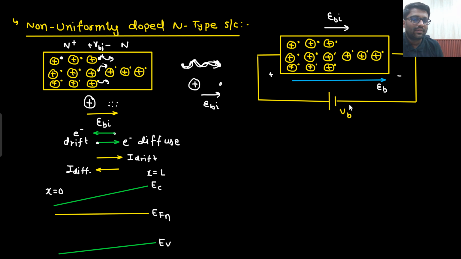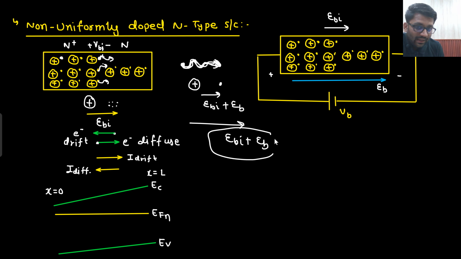Now what is the scenario? You have made EBI stronger. Another external bias you applied, so that EBI has become stronger. So now what would this EBI do? The electron that tried to diffuse from here to here, now it will not be able to diffuse more. Why is that? Previously also it was not able to diffuse, and now that tendency of diffusing has become even weaker.